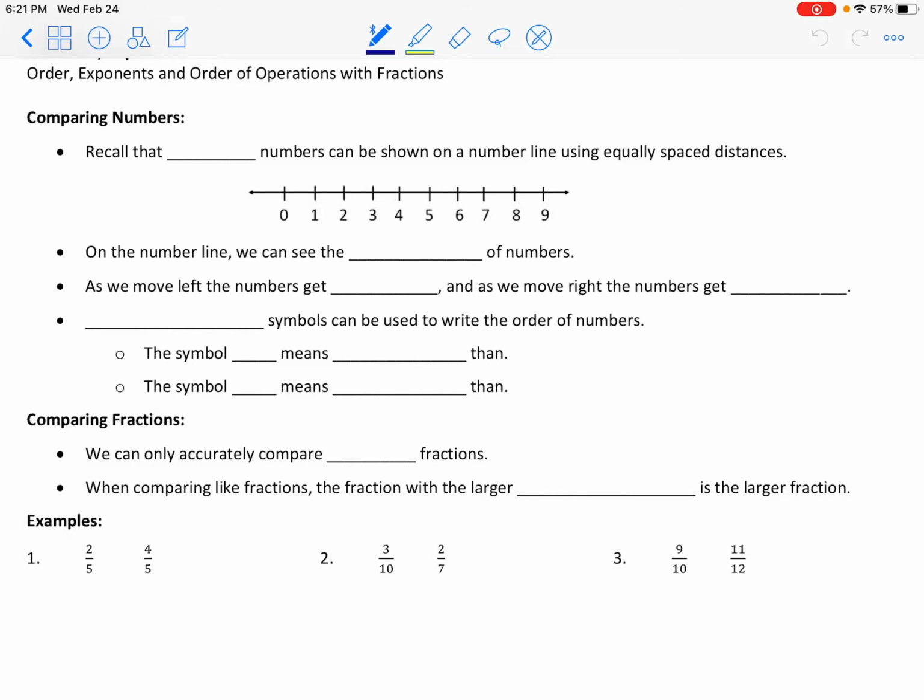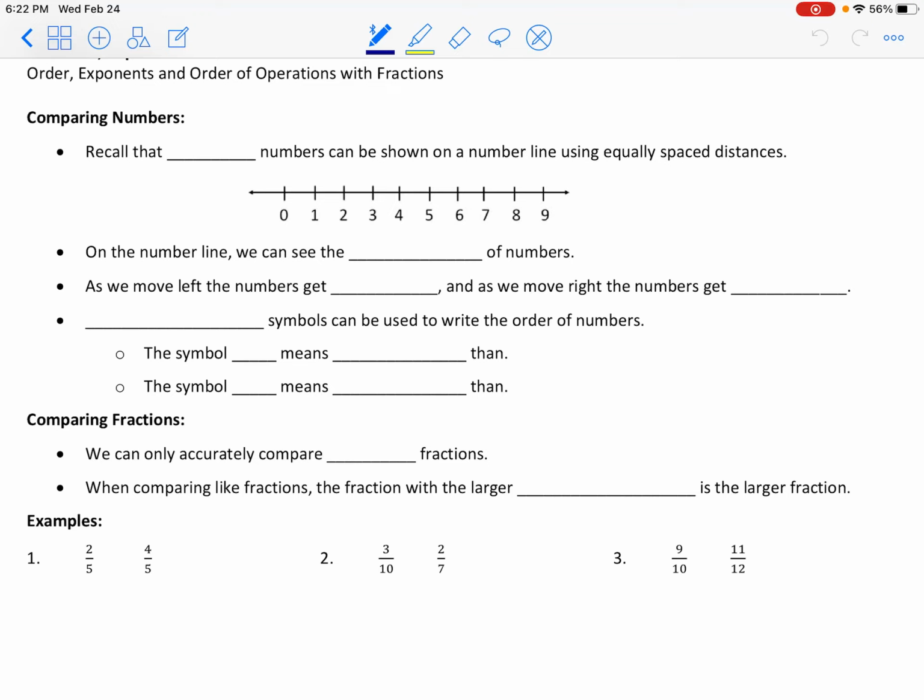Hello and welcome to a lesson on order, exponents, and the order of operations with fractions. All of the things we're going to talk about in this lesson we saw at the end of our module on whole numbers. We're just going to review them again, but this time with fractions. The first thing we're going to do is compare fractions. We should be able to look at two fractions and decide which one is larger.